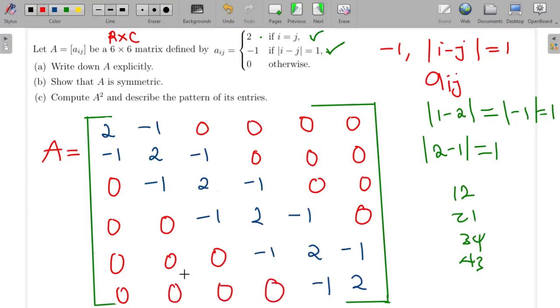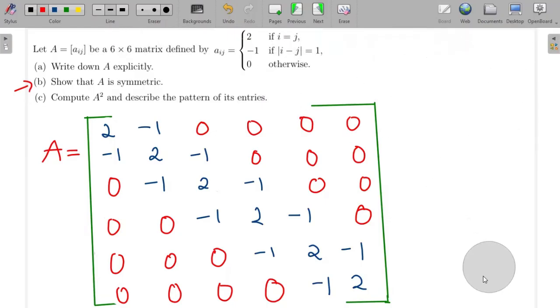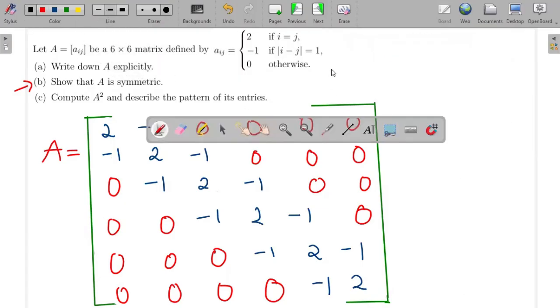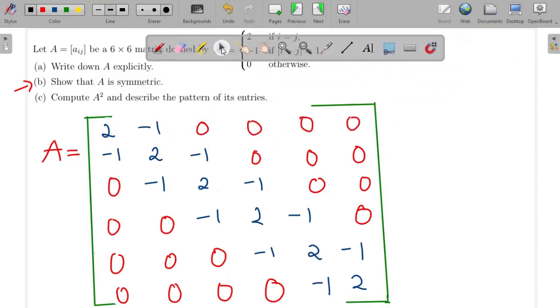Okay, so that is our matrix A, and we've written it down explicitly. Is it amazing? Yes, it is. So that is our matrix A. And then the other thing that they want us to do here, part B, is to show that the matrix A is symmetric. So there we have to recall the definition of what a symmetric matrix is.